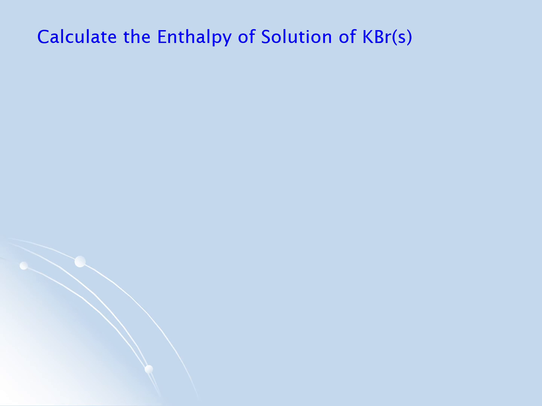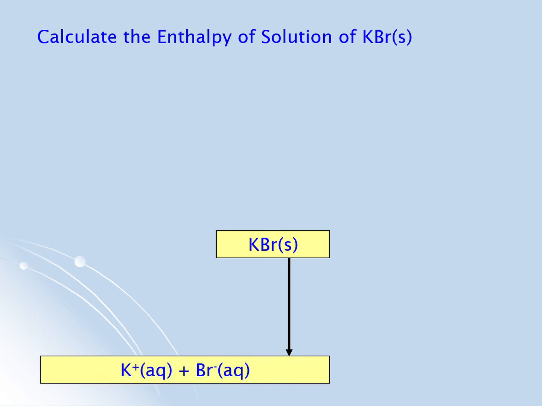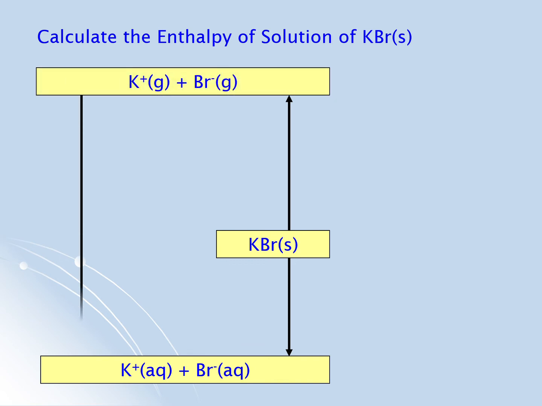So let's look at an example for potassium bromide. Let's first look at drawing our Hess's law or Born-Haber cycle. We take our solid and turn it into the dissolved ions. That's our enthalpy of solution. But in order to do that, we've got to break all the electrostatic attractions between the potassium and the bromide, and that is equivalent to getting the gaseous free ions, and that's the lattice enthalpy.